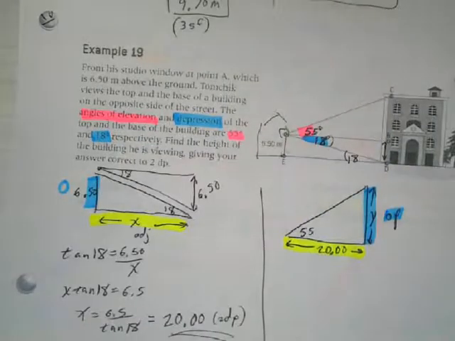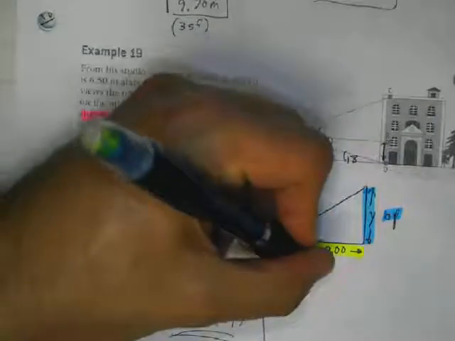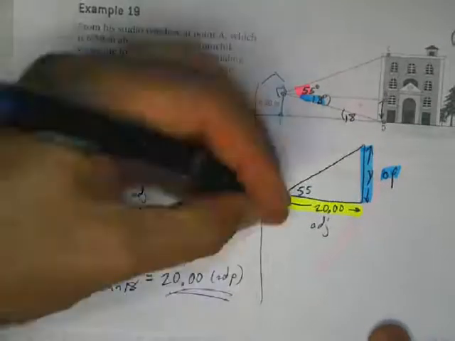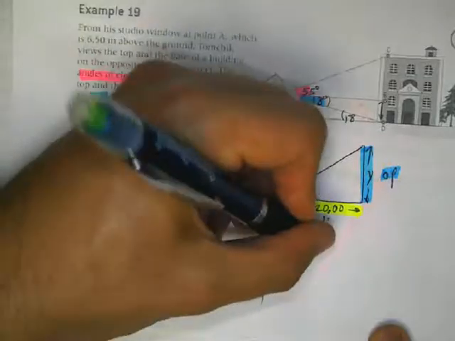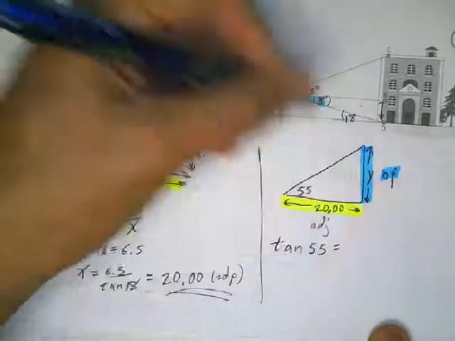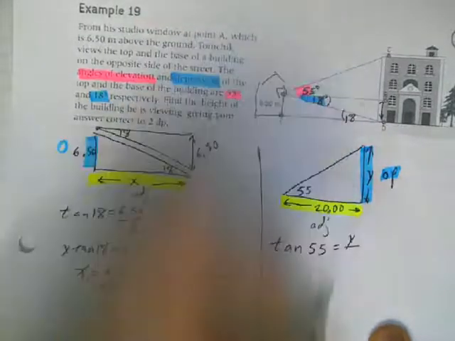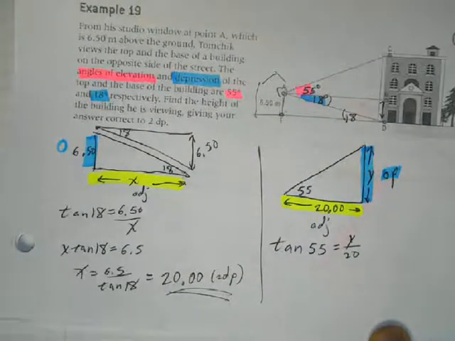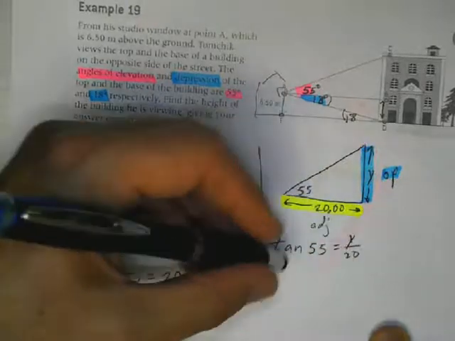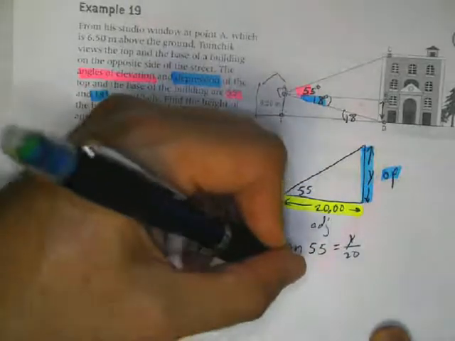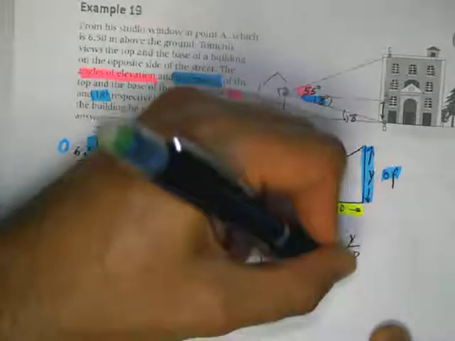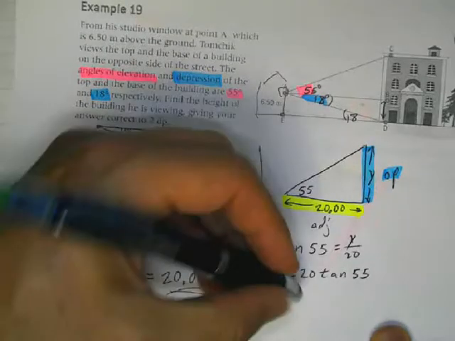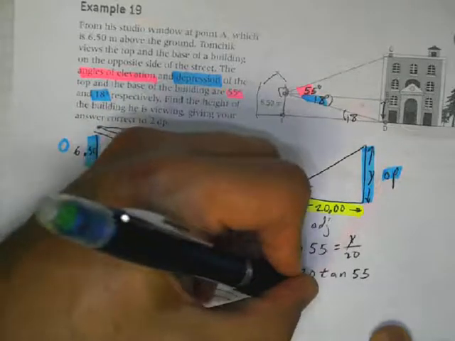And once again, this is adjacent. So we're going to be doing tangent 55 equals opposite, which is y, over adjacent, which is 20. And so I can multiply 20 on both sides. I get y equals 20 times tangent 55. And you put that into your calculator, and you get y equals 28.56.